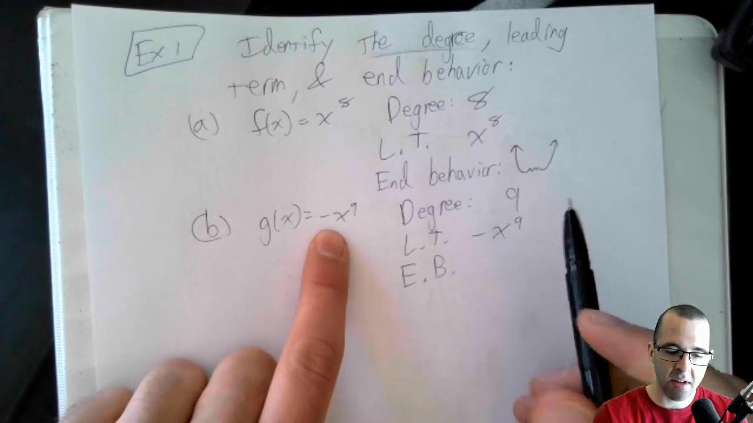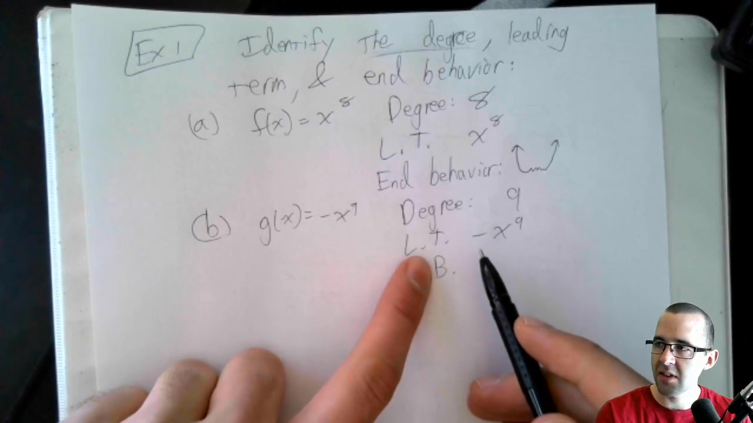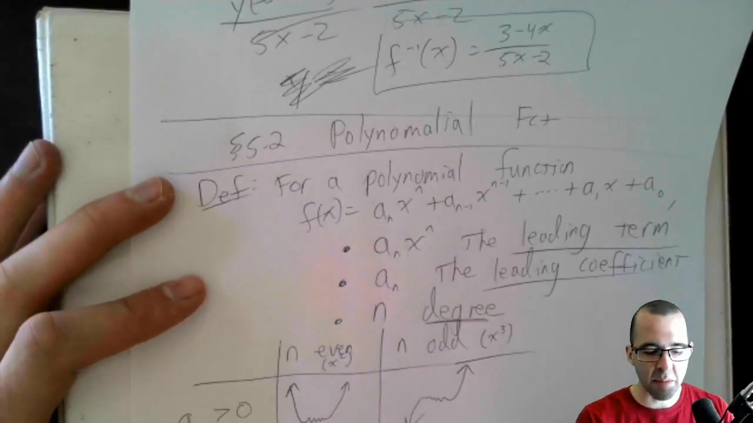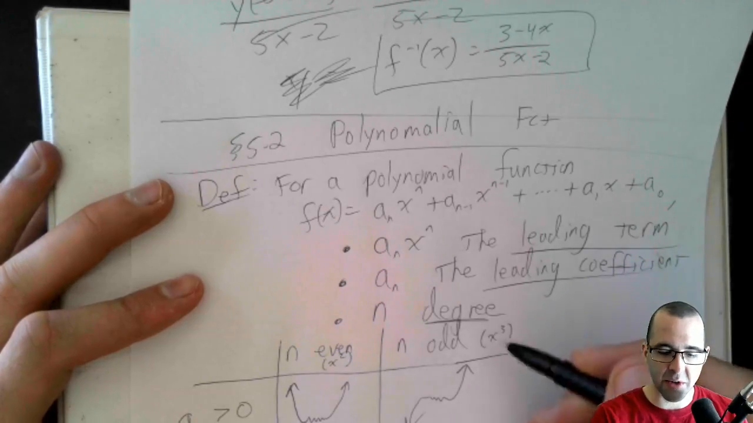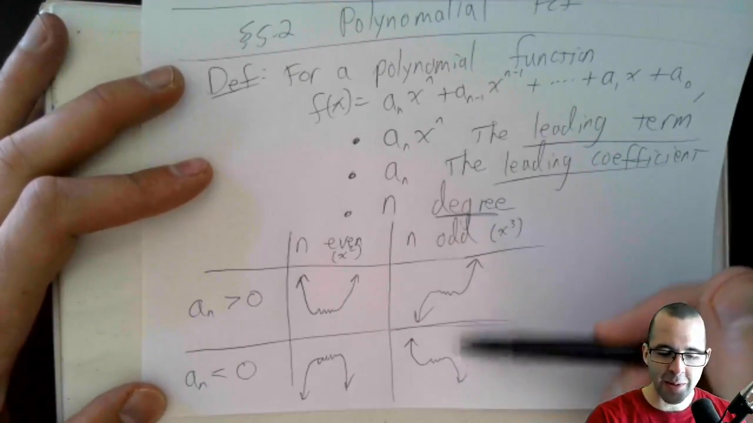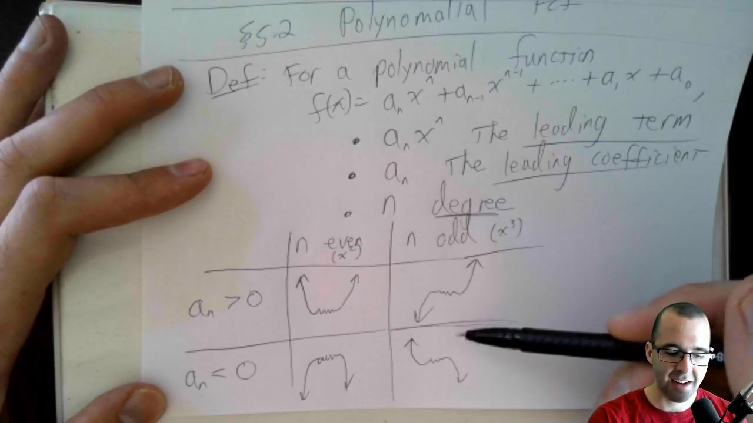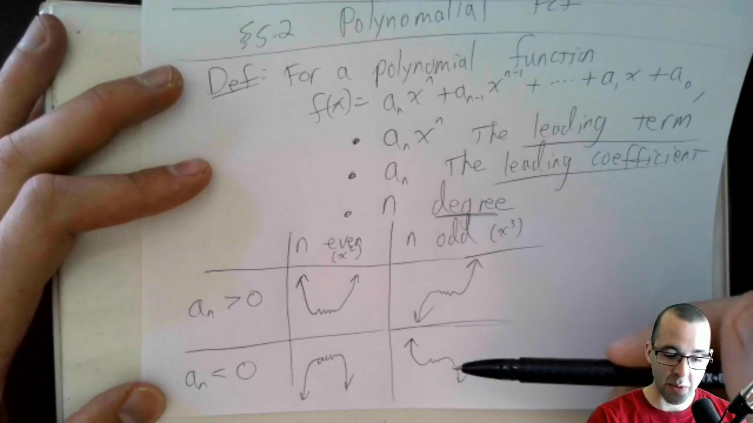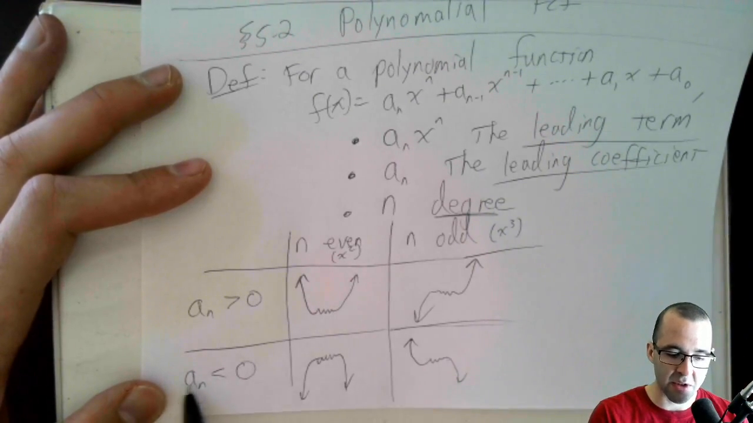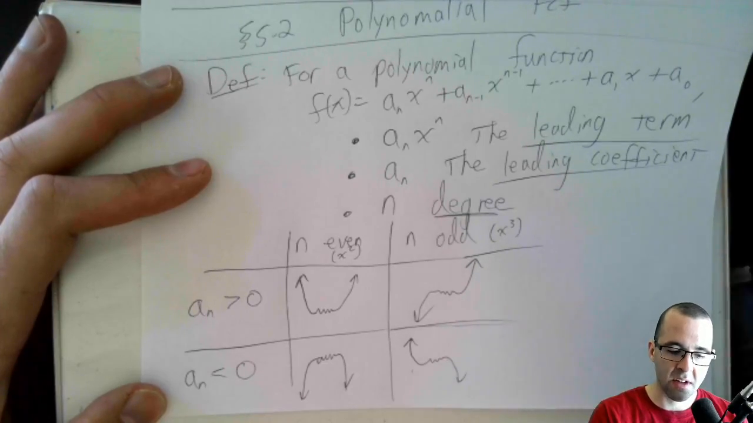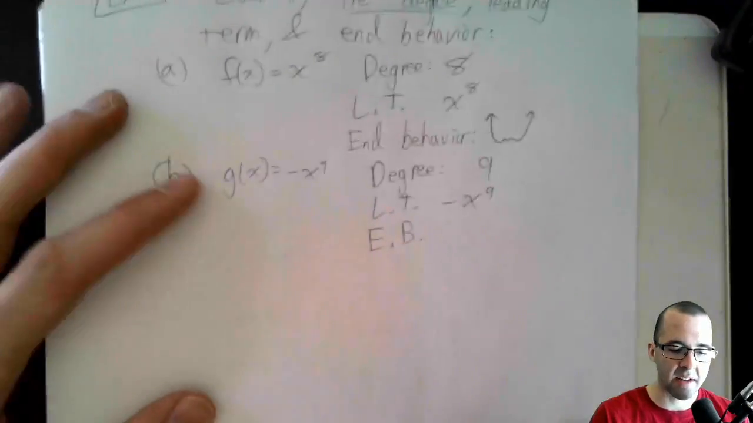For the end behavior, we have to look at, is it positive or negative? Yeah, good, Lane. And look at the degree. Degree is 9. So we're going to be looking at this column right here. Since it was negative, we look at this row. So we have this row, this column. This is our situation. Up on the left, down on the right.